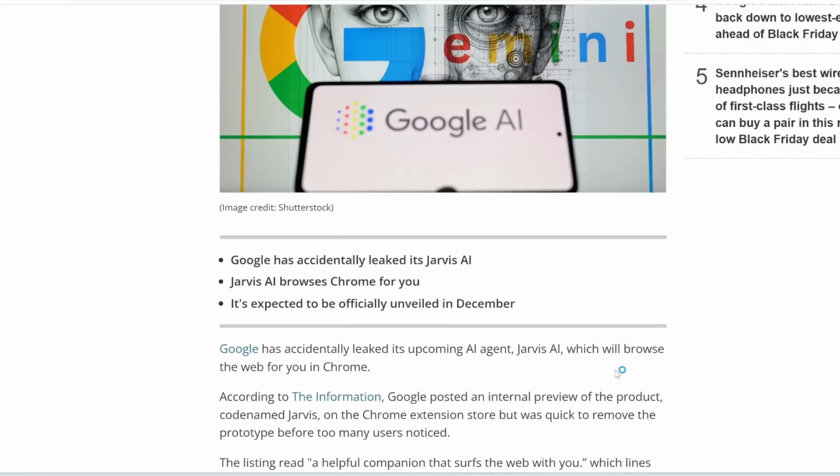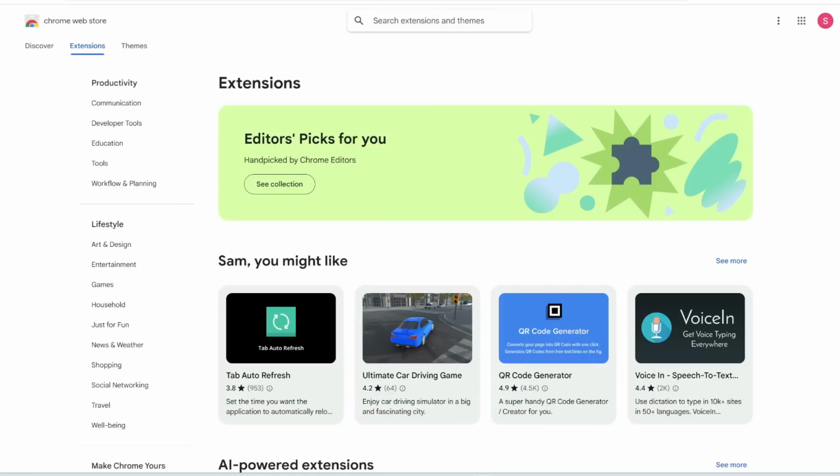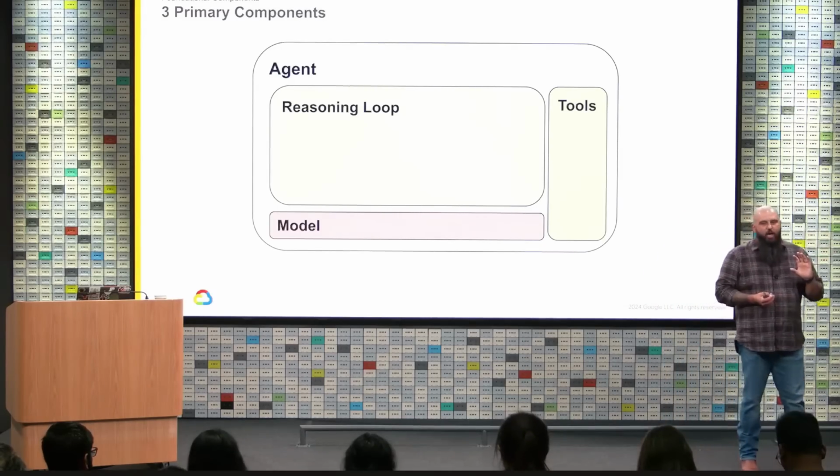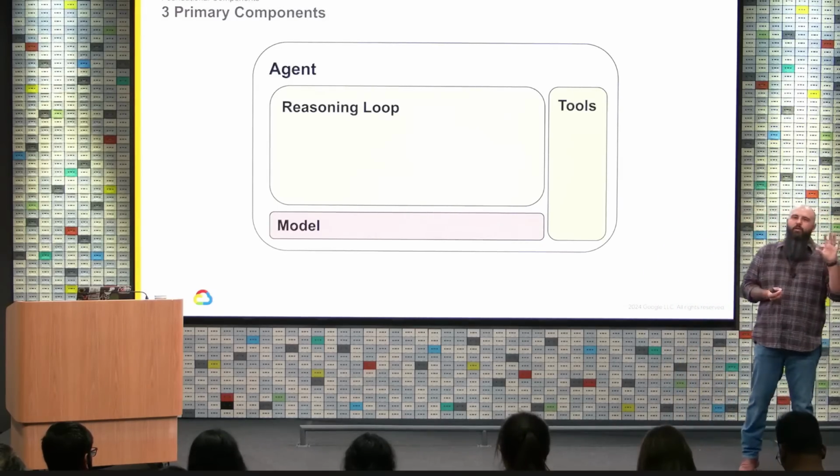Speaking of agents, Google accidentally leaked their AI agent project called Jarvis this week. So they accidentally leaked it on the Chrome extension store, and this was only on there for a really short amount of time, and they were pretty quick to remove it before too many people noticed. Now, there are rumors that Google plans to officially announce Jarvis in December, so that's pretty exciting.